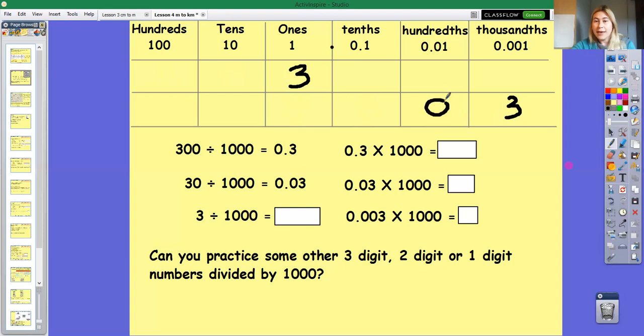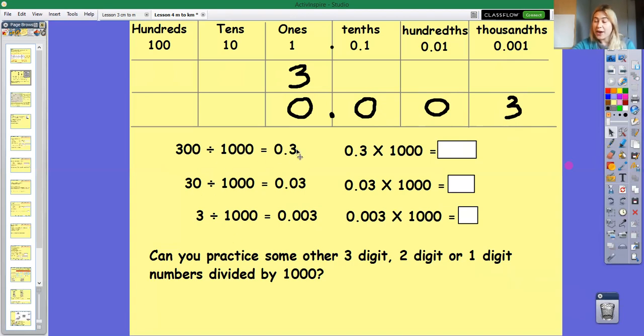And we're going to need to put some place value holders in to show no hundredths, no tenths, and no ones. So how would we read this number? Pause the video and think about it. Okay, so hopefully you can see that we've got 3 in our thousandths column. This might be a new one for some of you. So let's read the number. It's 3 thousandths.